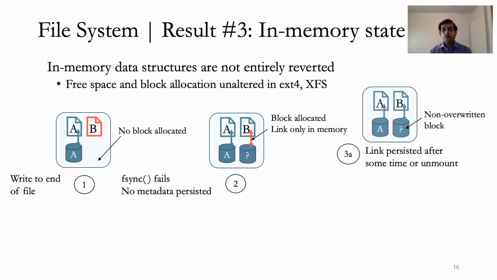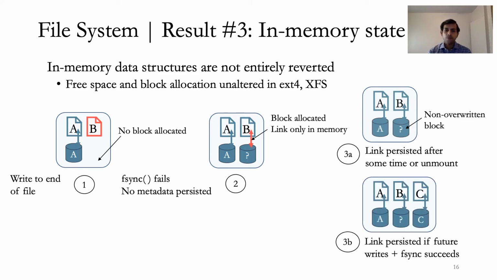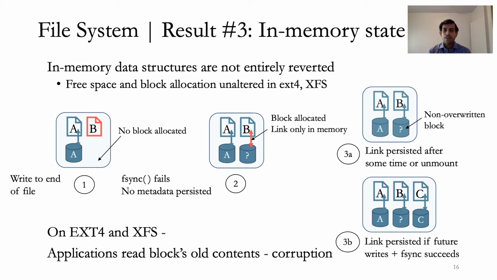But if you unmount the file system or wait for a while, it will be persisted. And now you have a link to a block, but not the content you wrote. We call these non-overwritten blocks. Also, if you proceed to write and fsync more data, that persists the link as well. And if an application tries to read these contents from disk, it's a corruption.